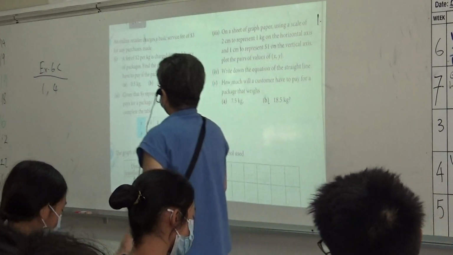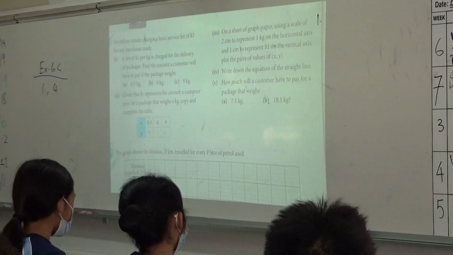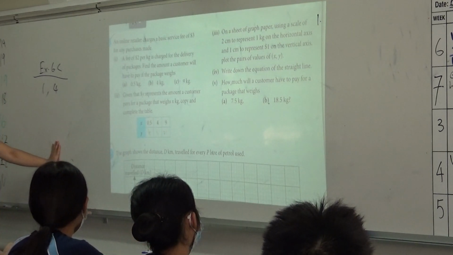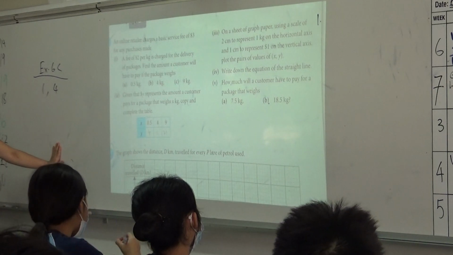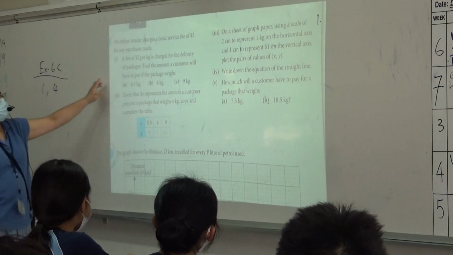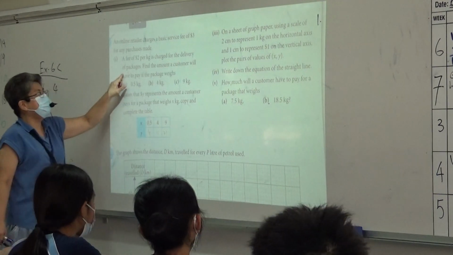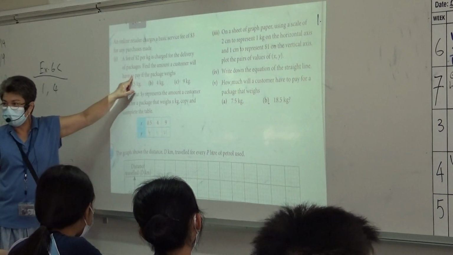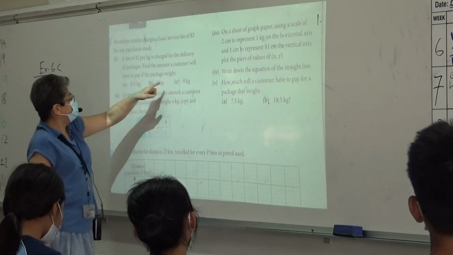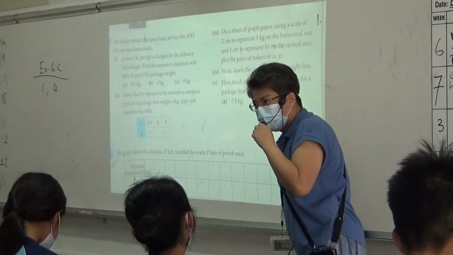Right, number one. Okay, I'm going to read the question now. An online retailer charges a basic service fee of $3 for any purchase made. That means, regardless of what, you must pay them $3. Correct? Then, a fee of $2 per kg is charged for the delivery of packages. Understand what I'm talking about? Find the amount a customer will have to pay if the package weighs 0.5 kilo, 4 kilo, and 3 kilogram. Understand what I'm talking about?